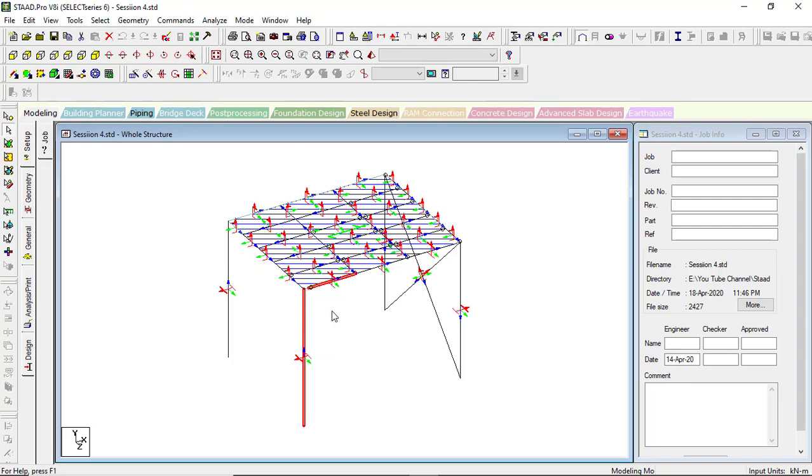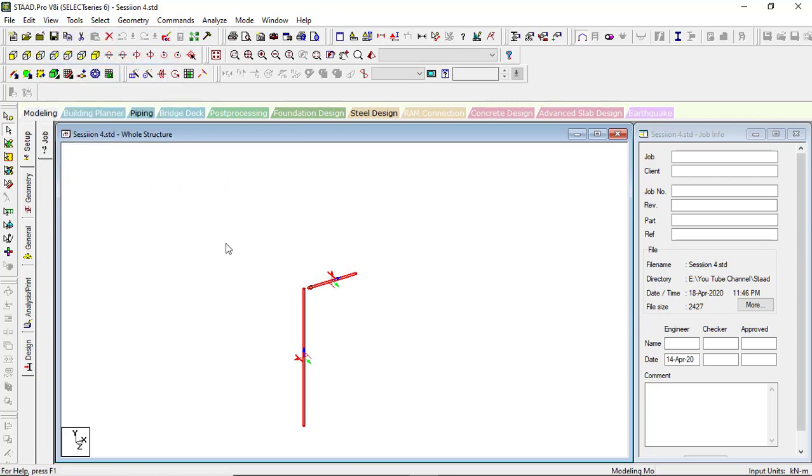So let us see for these two members. Go to view, selected objects only. If you zoom in here, you can see three different axes. Vertical axis is red axis, horizontal axis is blue axis, and the axis coming out of the member is your Z axis, green axis. Now these are the local axis of a particular member.